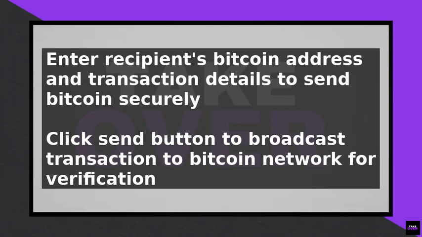In conclusion, sending Bitcoin from China requires careful planning and attention to detail. By following these steps and using reputable Bitcoin wallets and exchanges, you can safely and securely send Bitcoin from China. Always prioritize security and compliance when sending Bitcoin, and be aware of the risks involved in using cryptocurrencies in a regulated environment.